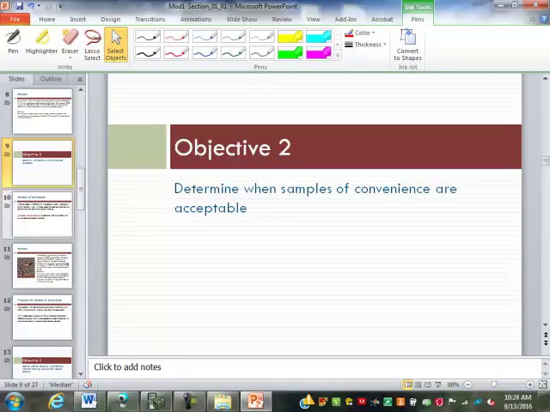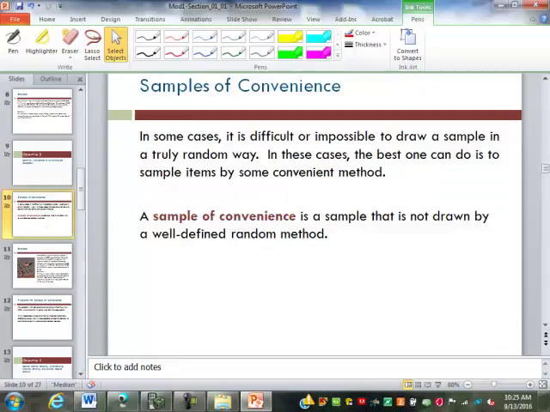But there are other samples of convenience that are less likely to be skewed, that are still convenient. They're still not truly random or simple random, but they're not as poor. They still give us usable data. So let's say in some cases it's impossible to draw a sample in a truly random way, so we do the best we can. We use some sort of convenient method. A sample of convenience is not drawn from a well-defined random method, like I said, just going out on the street and grabbing the next 50 people or 20 people or whatever that walk by and asking them questions.